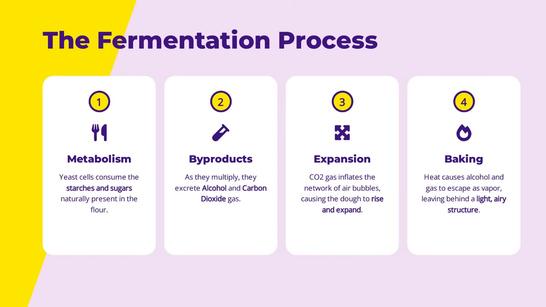The third step is expansion. The carbon dioxide gas fills the tiny air cells within the dough. These gas bubbles expand, causing the dough to rise and become light and airy. The final step is baking. When the dough enters the hot oven, the alcohol evaporates and the carbon dioxide escapes as vapor. Meanwhile, the gluten structure becomes fixed, giving bread its permanent porous texture. This entire process transforms a dense dough into the soft, light loaf that we see after baking.